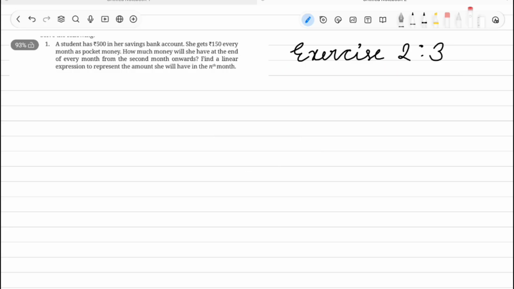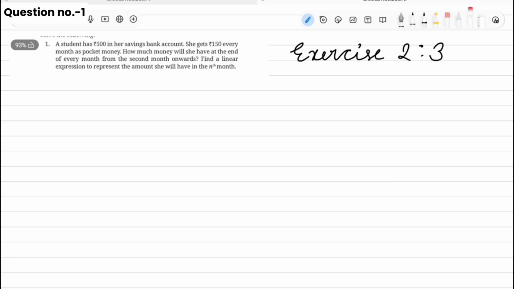So the first question is, a student has 500 in her savings bank account. She gets 150 rupees every month as pocket money. How much money will she have at the end of every month from the second month onwards? Find a linear expression to represent the amount she will have in the nth month.